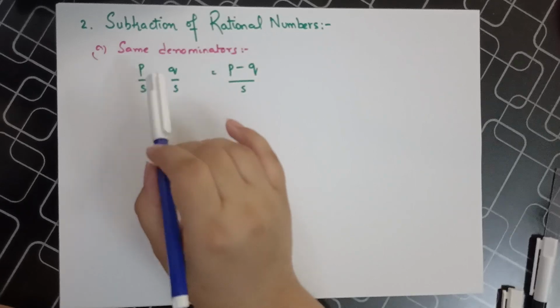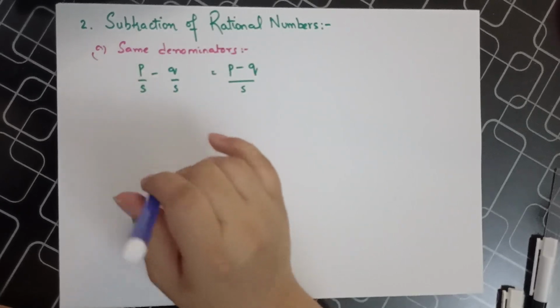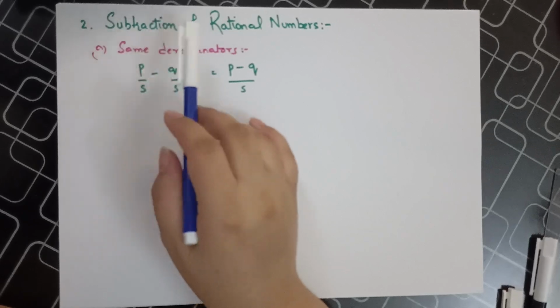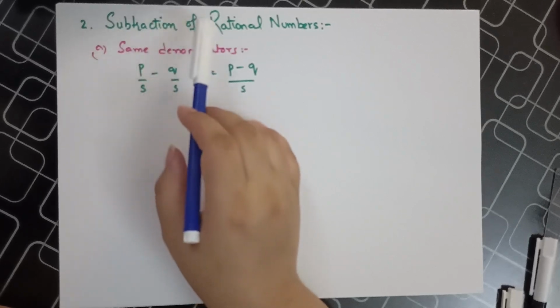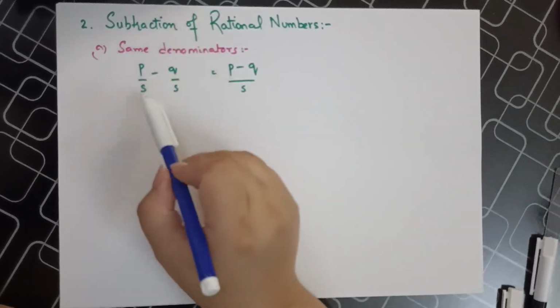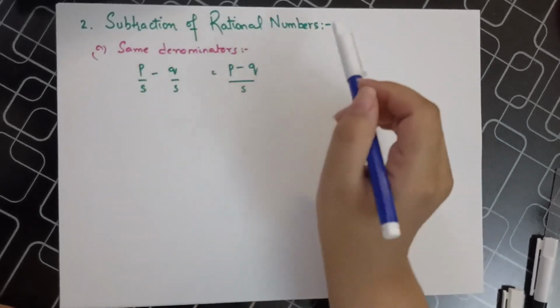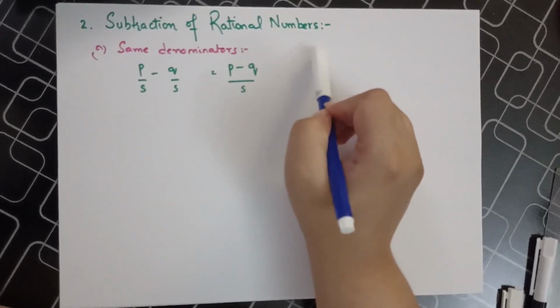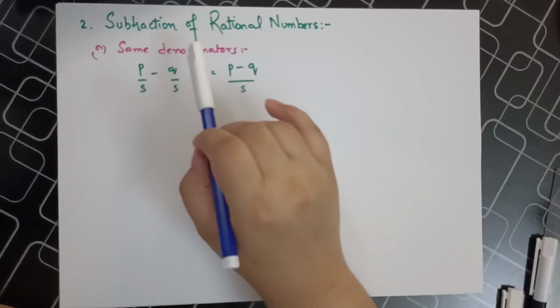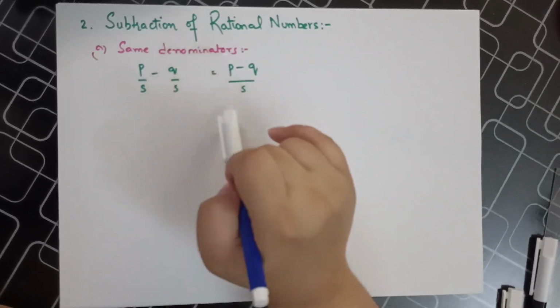So today is part 3 of the chapter on rational numbers. In part 1, I explained what rational numbers are. In part 2, I explained how to perform addition of rational numbers. And in part 3, we're going to discuss the subtraction of rational numbers. Let's have a look at how we're going to perform it.